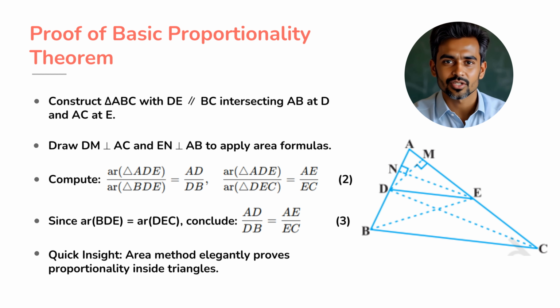Hello, students. You've already seen the statement of the Basic Proportionality Theorem. Now let's prove it together. This proof is not only simple, but also very elegant because it uses the concept of areas inside a triangle. Let's begin with construction. Take triangle ABC, draw a line DE parallel to side BC such that it cuts side AB at D and side AC at E.